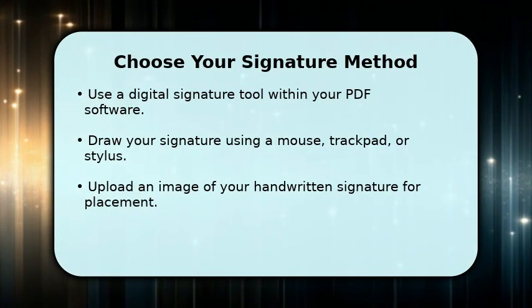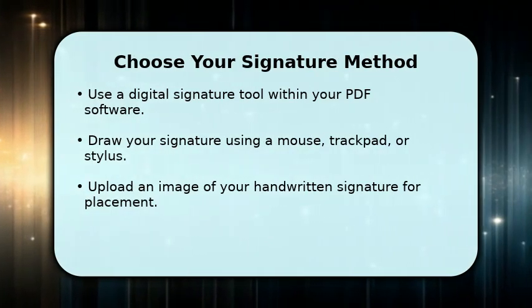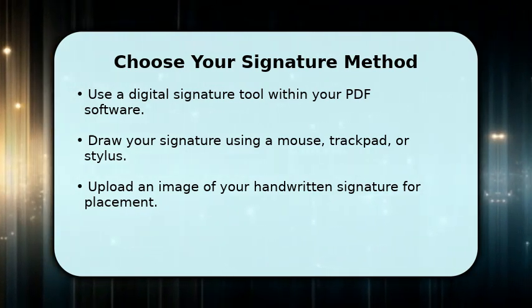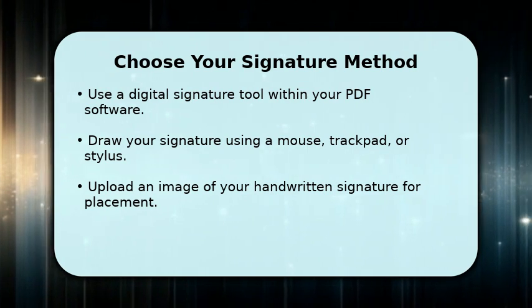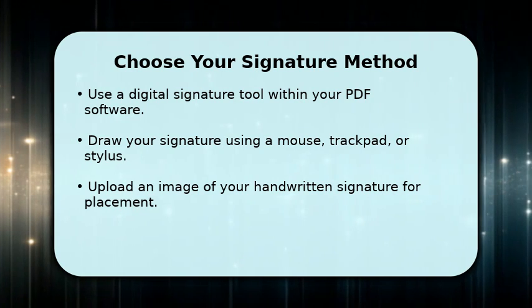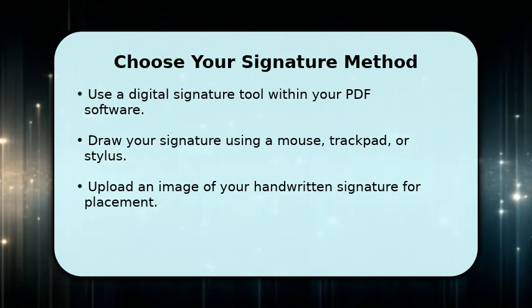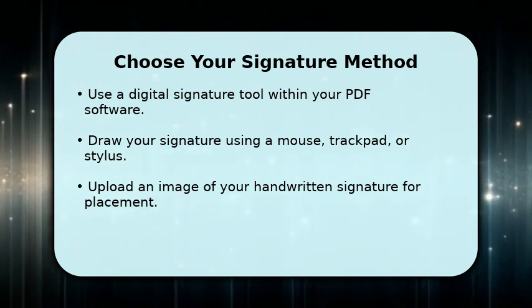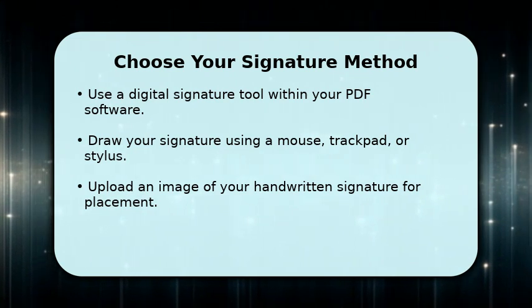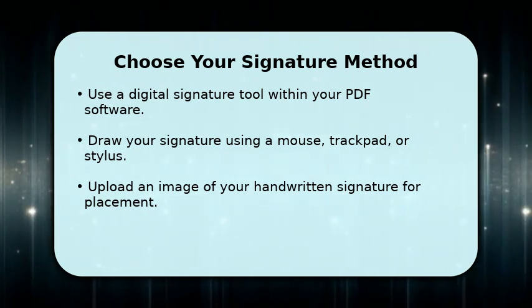Now let's choose how to sign. Most PDF programs offer a fill and sign feature. You can either type your name, which converts into a digital font, or draw your signature directly using your mouse or trackpad. Another popular option is to sign a piece of white paper, scan it, and then upload that image to place it precisely on the signature line. This gives a personalized touch.